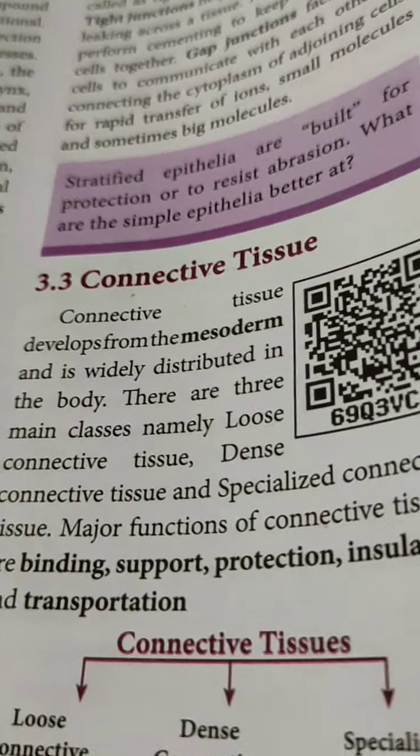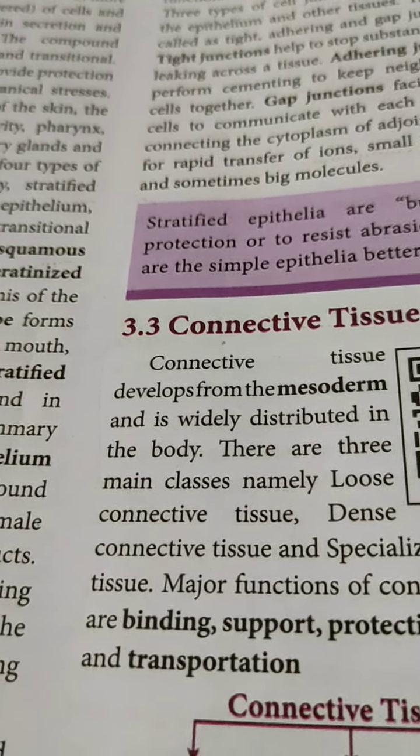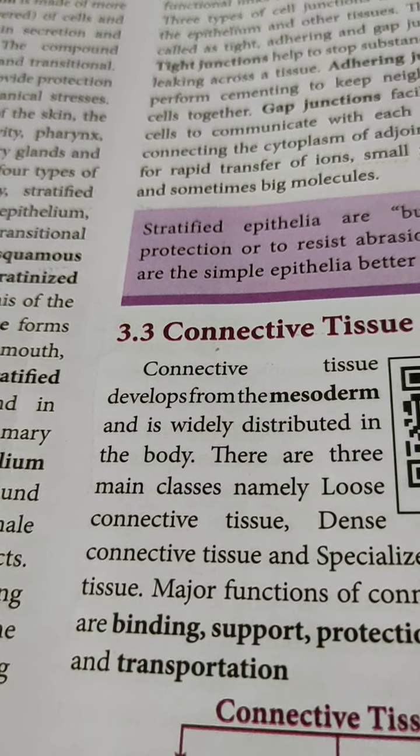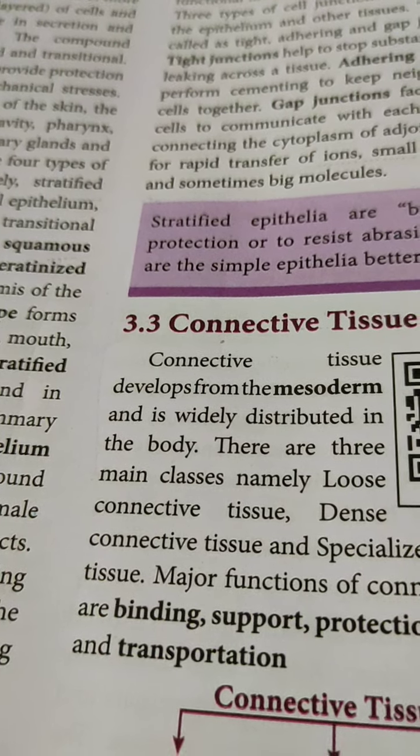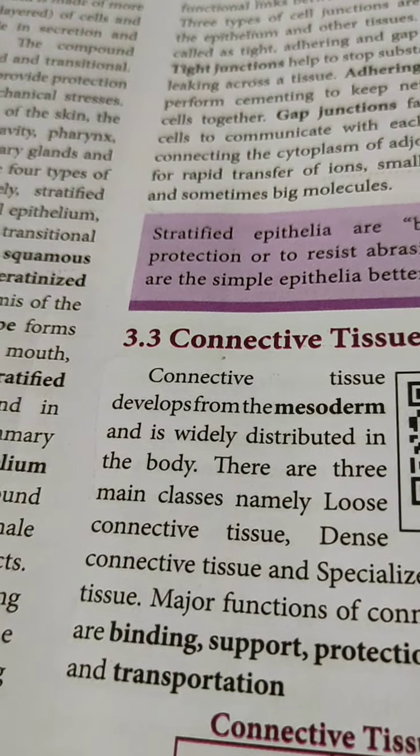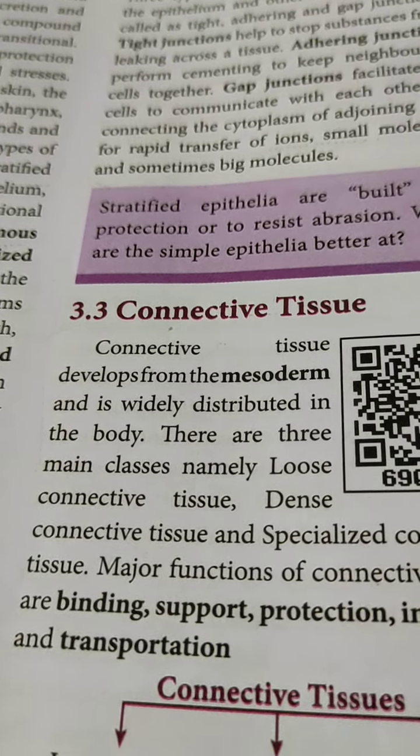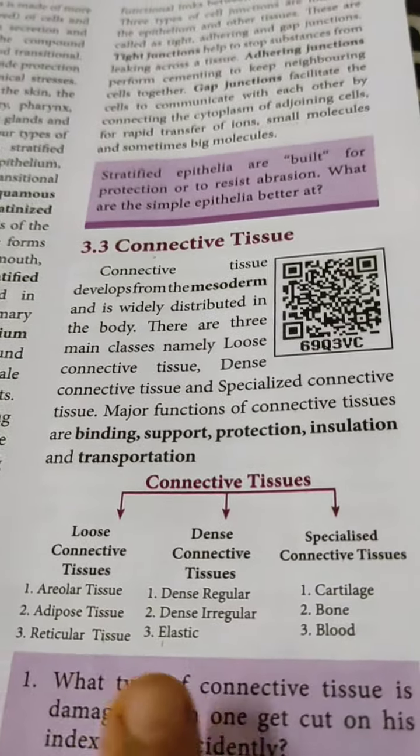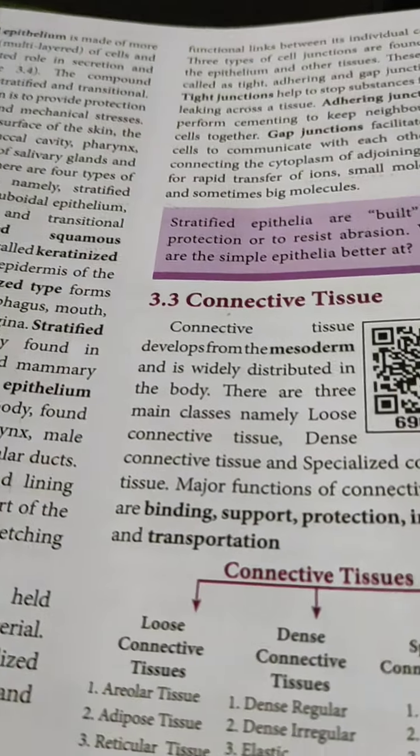Now next we are going to the connective tissues. Connective tissue develops from the mesoderm of the embryo. We told that we are all triploblastic animals, so ectoderm, mesoderm, endoderm, and the connective tissue origin is from the mesoderm. It develops from mesoderm and is widely distributed in the body. They are generally classified into three types, like the classification made for epithelial tissue.